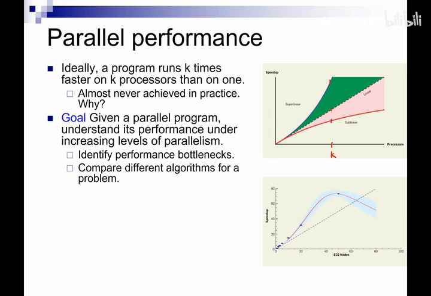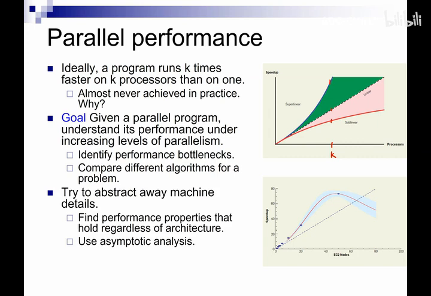So basically today we want to understand this type of behavior. How do we characterize the amount of speedup that a program is getting, and how do we understand the reasons for the speedup? To do this, we want to identify performance bottlenecks which impede our speedup. We also want to compare different algorithms that solve the same problem in terms of their efficiency and the speedup that we get from them.